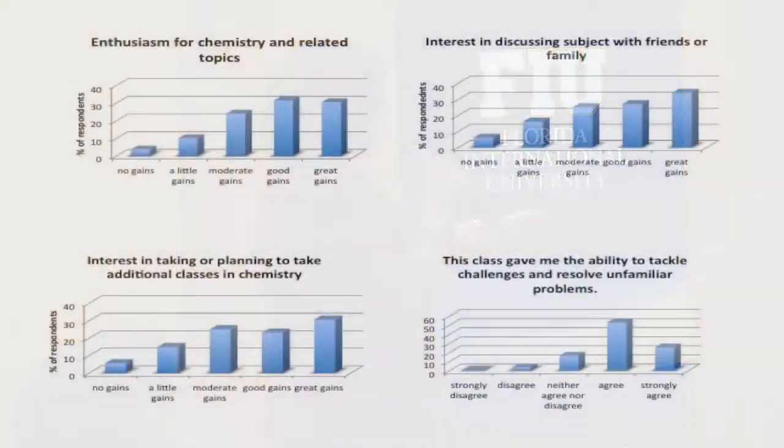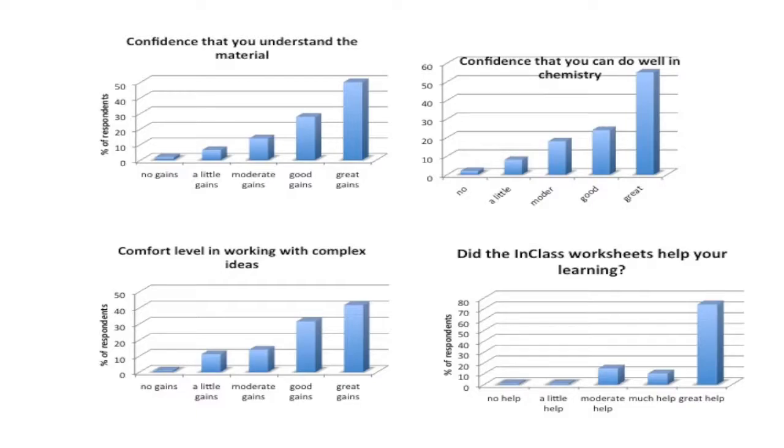Now this is what I thought was very interesting. Enthusiasm in chemistry and related topics: most of them seem very enthusiastic. Interest in discussing the subject with friends and family: very enthusiastic. Interest in taking or planning to take additional classes in chemistry: good gains, most of them. Then the ability to tackle challenges and resolve unfamiliar problems: again, many of them seem to think that it did. Most of them had confidence that they understood the material, and look at the confidence that they'll do well in chemistry. And then comfort levels in working with complex ideas.